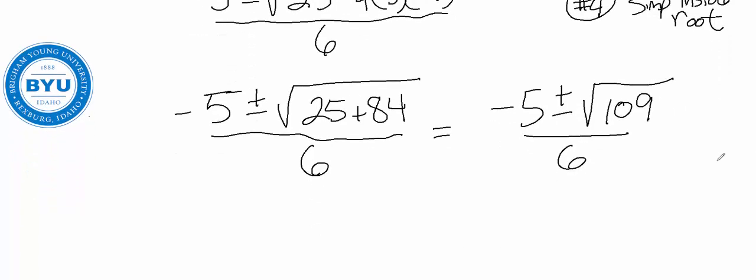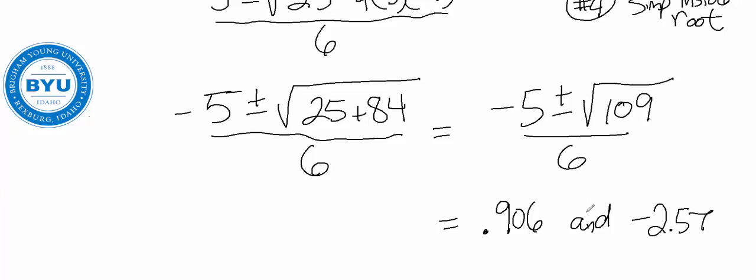You could go to decimal answers if you wanted to. Basically, what we would do in that situation is I would type in -5 plus the square root of 109. I would go ahead and push the equals button and then divide it by 6. When I do that, I get the answer of 0.906. And then I would do -5 minus the square root of 109 and then divide by 6. And that comes out to be -2.57. These are the approximate answers.